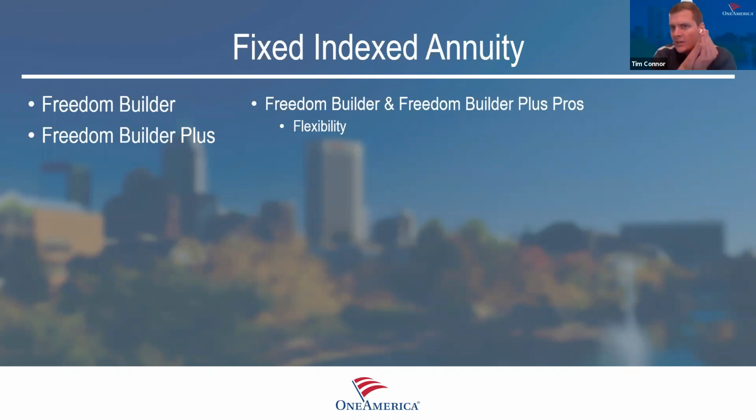Now let's play this out. I put my money in my Freedom Builder and get my 5% simple interest on my benefit income base. I annuitize in year 7, right? I annuitize the whole thing to get that high income rate guaranteed for life. I pass away in year 8. How much do my beneficiaries get?